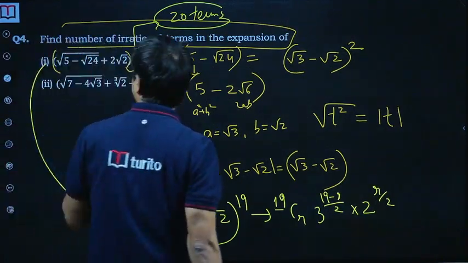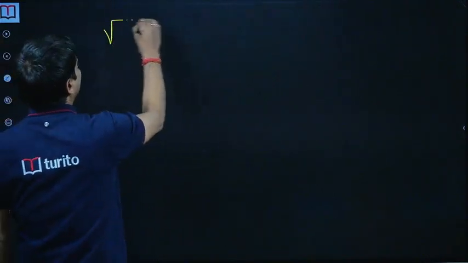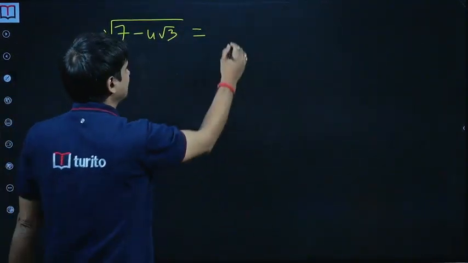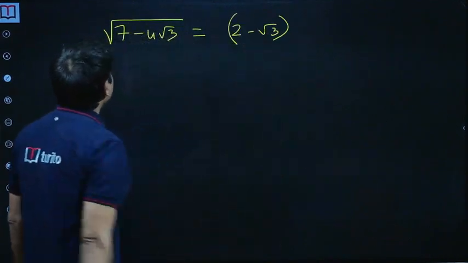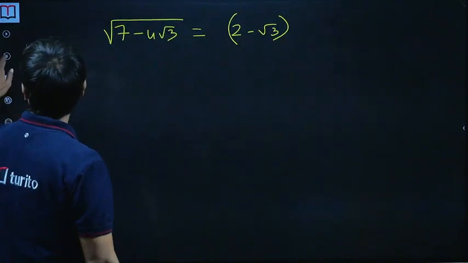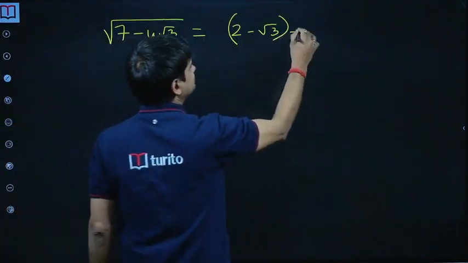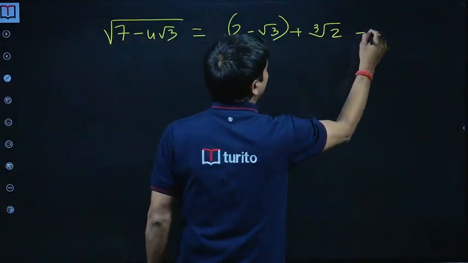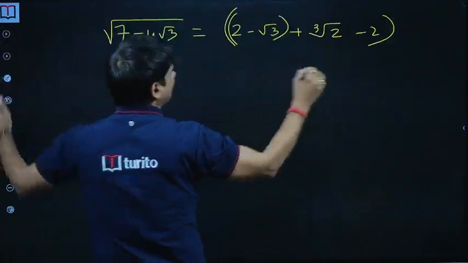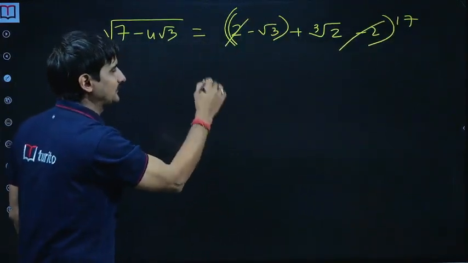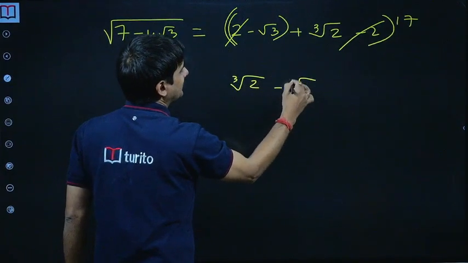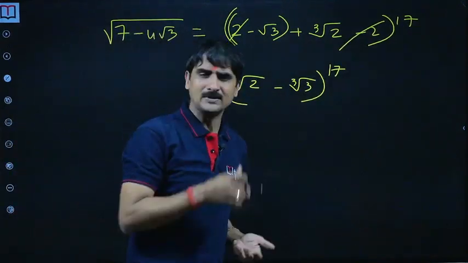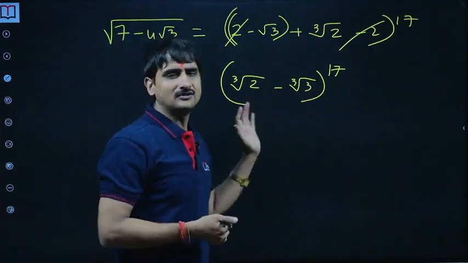Now moving to the next one. So again, see, I think now you people can easily do it. If you simplify it, it's 2 minus root 3, isn't it? So 4 plus 3, 7 minus 4 root 3, right? So it's 2 minus root 3 and then plus cube root of 2, cube root of 2 minus 2 raised to the power 17, right? We got it. And again, see, now the rest of the question is similar. So cube root of 2 minus the square root of 3 raised to the power 17, number of irrational terms. So again here, I think R should be a multiple of 6. So now you can approach it.